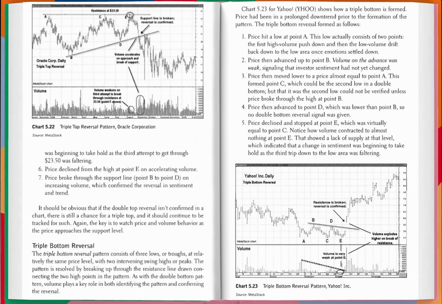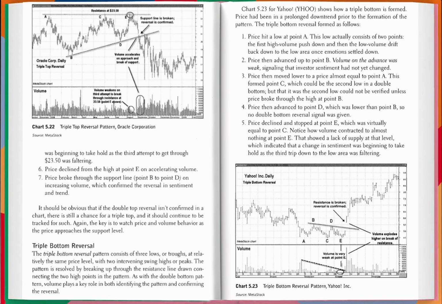Chart 5.23 for Yahoo shows how a triple bottom is formed. Price had been in a prolonged downtrend prior to the formation of the pattern. The triple bottom reversal formed as follows. 1. Price hit a low at point A. This low actually consists of 2 points, the first high volume push down and then the low volume drift back down to the low area once emotions settled down.